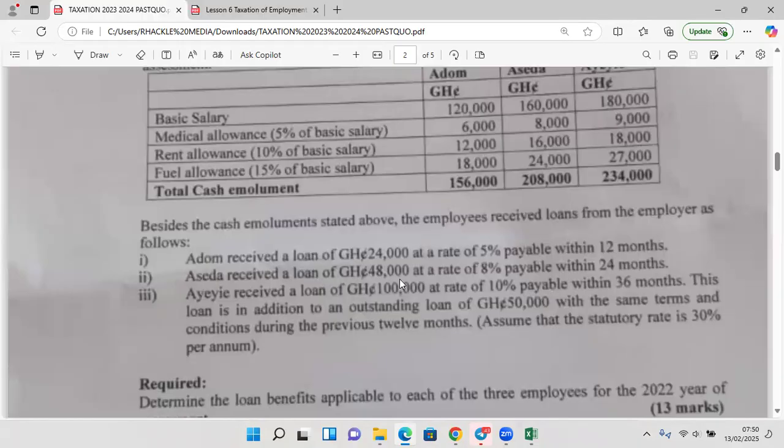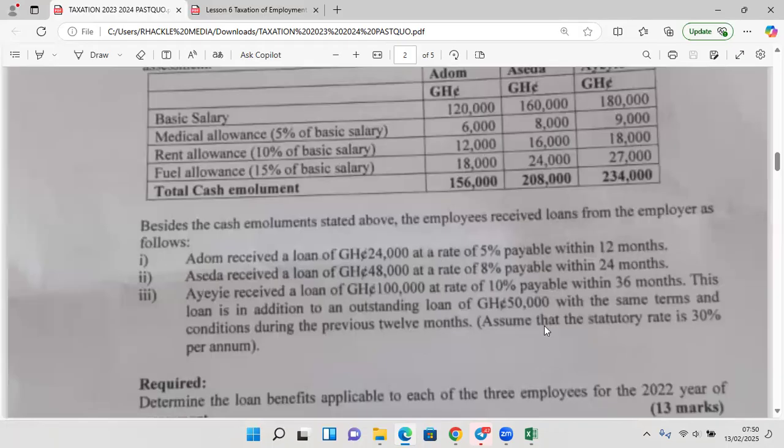Aseda received a loan of 48,000 at a rate of 8% payable within 12 months. First of all, the loan is what? More than 2 years. So a loan benefit is here. As far as I see, one of the criteria is gone. And then when we take 160,000 times 3/12, we are going to get something that is lesser than 48,000. So the 48,000 is going to be greater than the 3 months of it, and it is going to attract a loan benefit here.